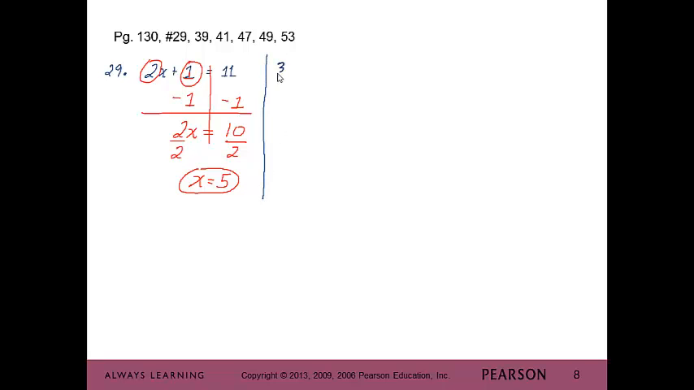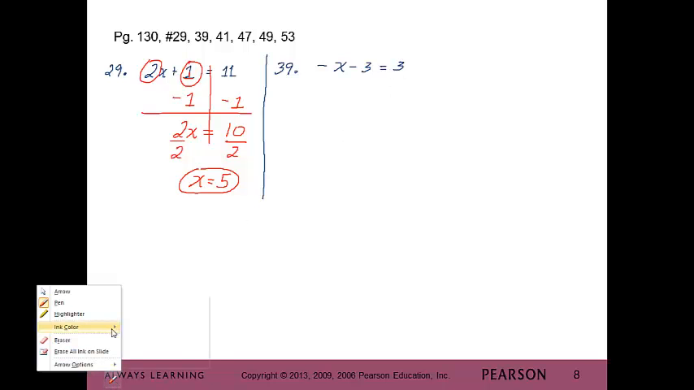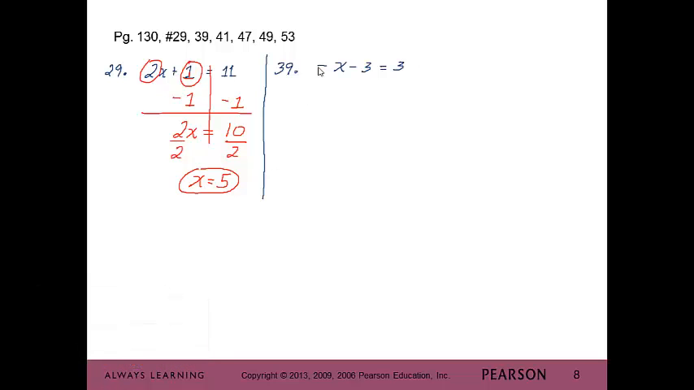All right, let's look at number 39. So now we have negative x minus 3 equals 3. And again, we're solving for the variable x. So this negative sign in front of x has to go, and the minus 3 has to go. Do the addition property first, so anything subtracting or adding, move first.